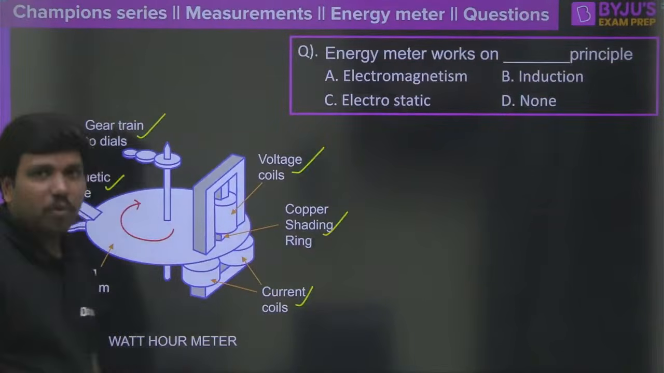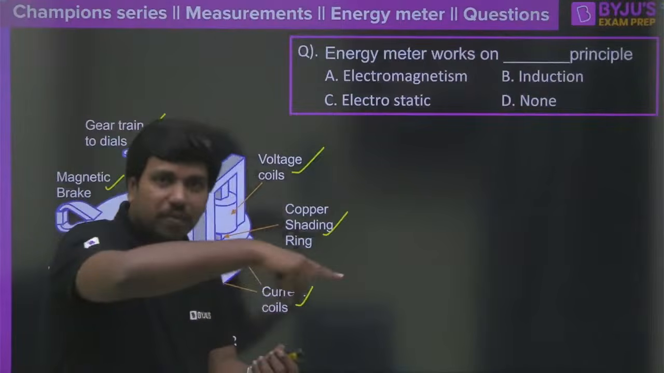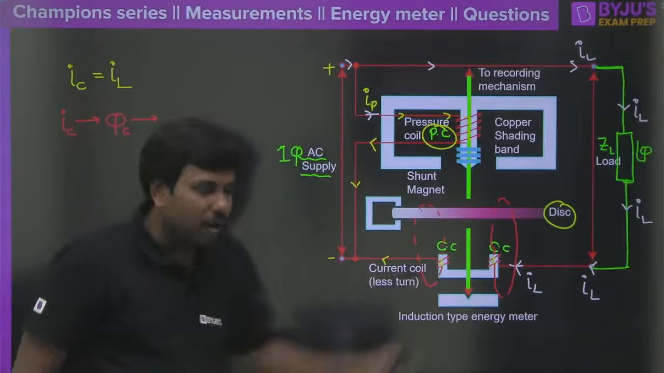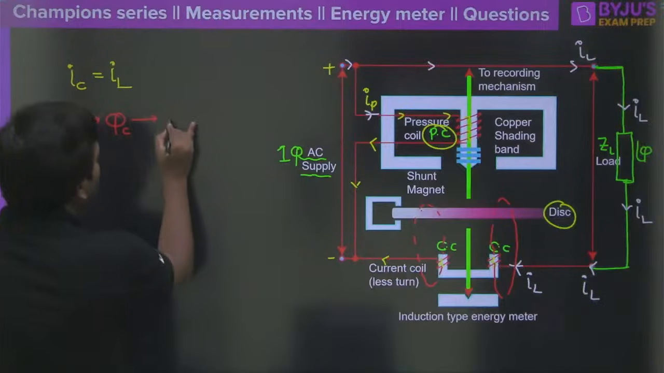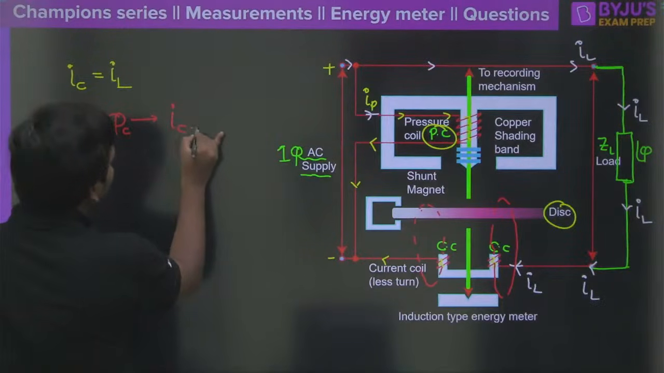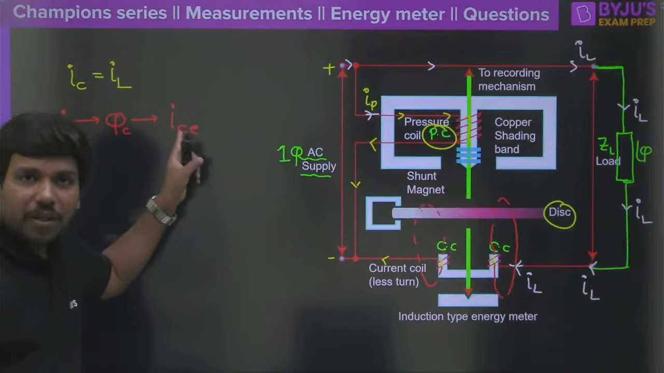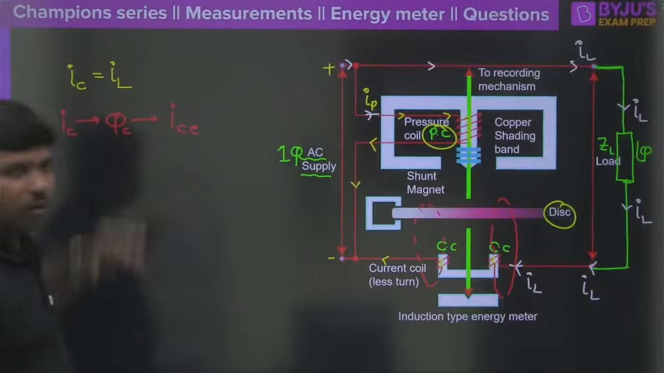Now the beautiful point is, as the aluminum disc is rotating inside the magnetic flux created by the current coil, we will be having the eddy current introduced by the current coil. Clear? I repeat, eddy current introduced by the current coil. This is very important to understand.